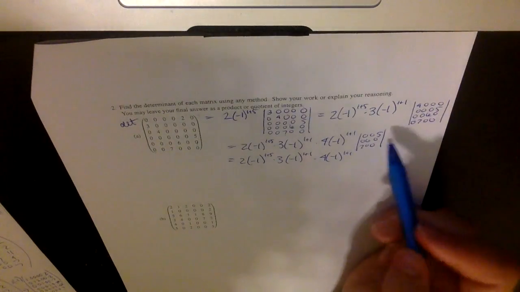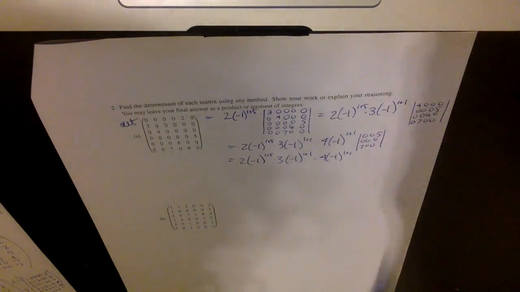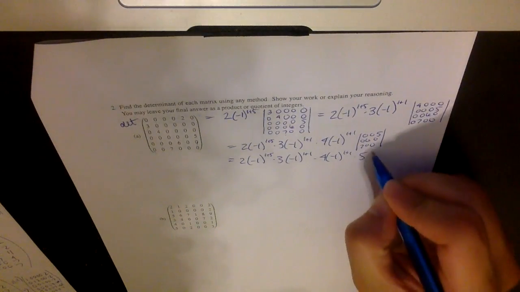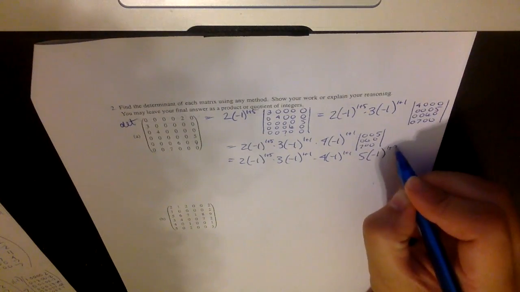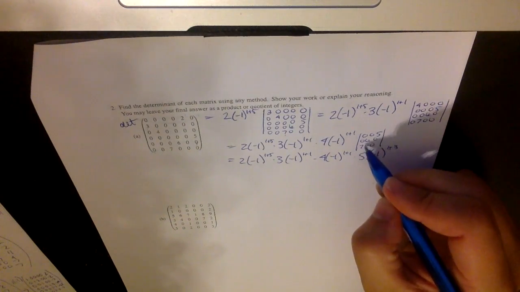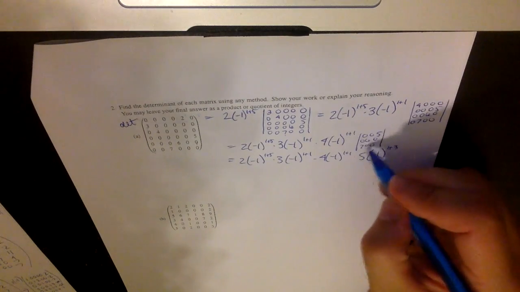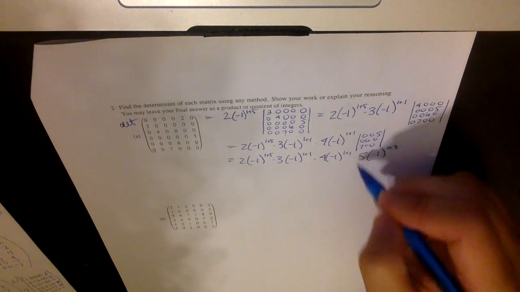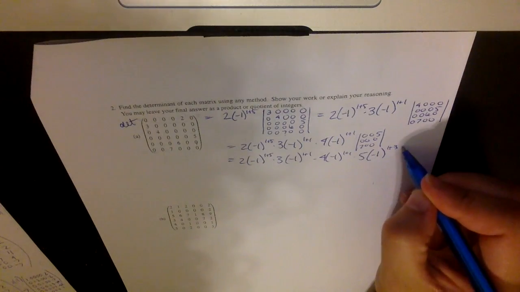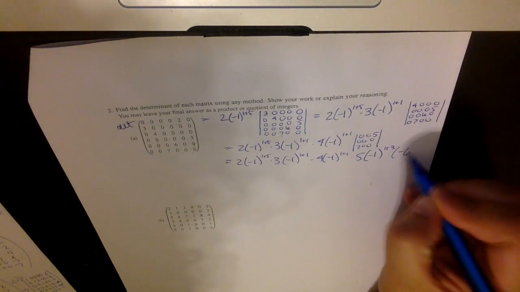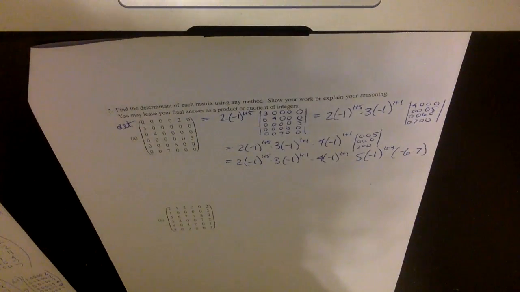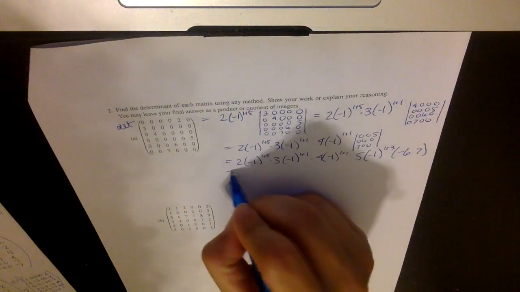Okay, now let's expand around this first row again. So we're going to get times 5 times (-1)^(1+3) times, now we just have a 2 by 2 subdeterminant. We have this 0, 0, 6, 7. So we're going to have 0 times 0 minus 6 times 7. Okay, so now let's just work this all out.